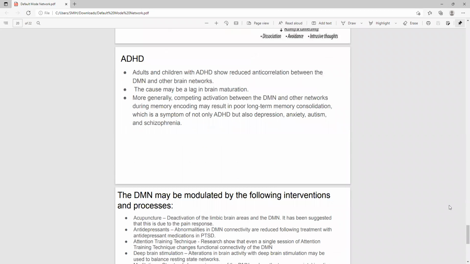ADHD: adults and children with ADHD show reduced anti-correlation between the DMN and other brain networks. The cause may be a lag in brain maturation. More generally, competing activation between the DMN and other networks during memory encoding may result in poor long-term memory consolidation, which is a symptom of not only ADHD, but also depression, anxiety, autism, and schizophrenia.